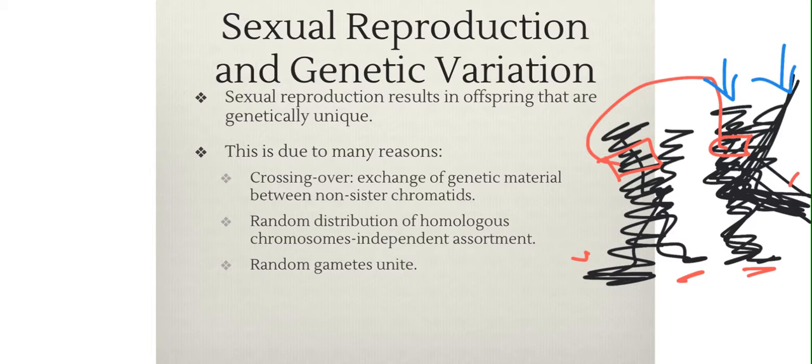So for example, your dad may have a characteristic that you have on the off chance that crossing over occurred on that chromosome that you inherited. So the chances of you being you get smaller and smaller. So it's a super amazing process that you are who you are. The second way is random distribution of homologous chromosomes.